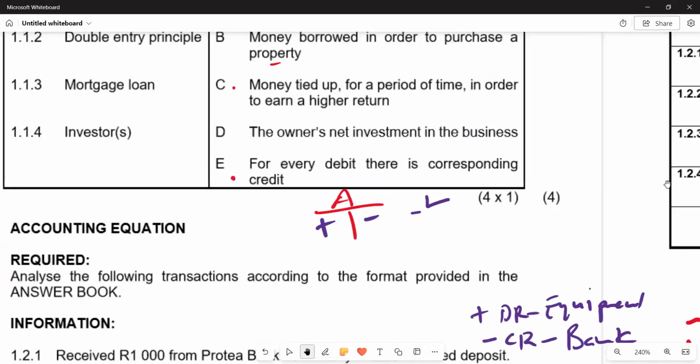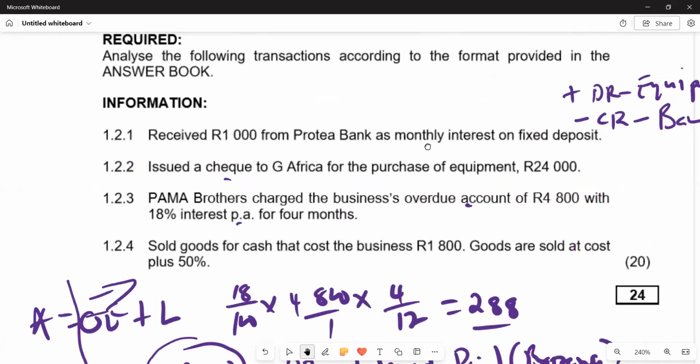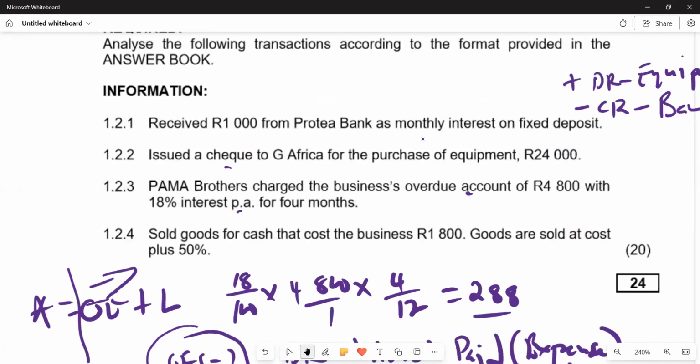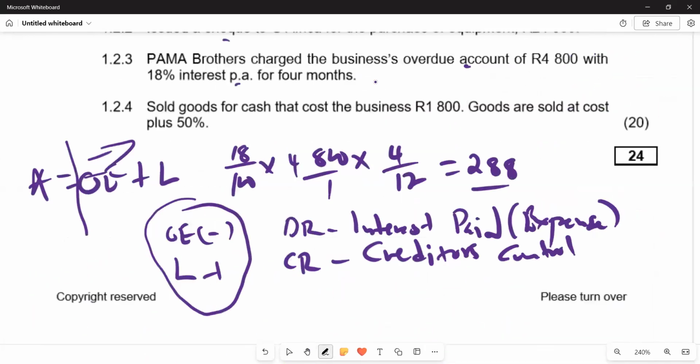Then we go to the last one, which is 1.2.4. So on 1.2.4, we can try to see how we are supposed to adjust that one.